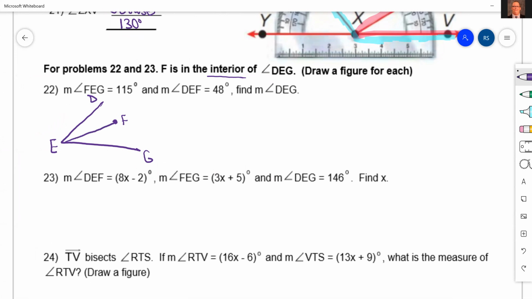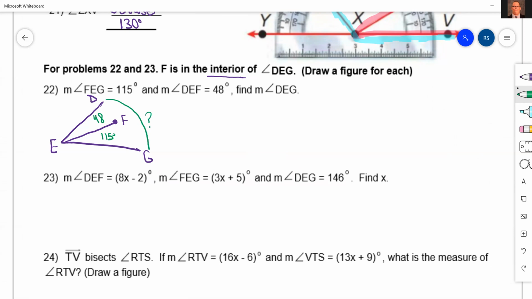Okay, so I've got everything drawn and labeled. Now let's see what 22 tells us. So it says FEG. Oh, I totally drew this wrong. But anyways, FEG is 115. I just didn't draw the sizes appropriately, but that's okay. DEF is 48. Find DEG. So find the whole thing.